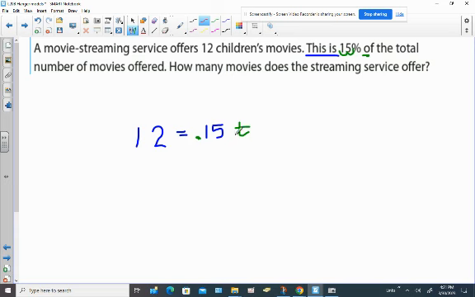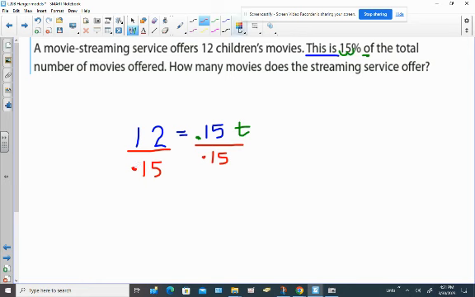All right, so the next step would be to go ahead and apply the inverse operation to the coefficient. So this is the variable, this is the coefficient. What's the opposite of multiplying a variable by 0.15? It would be to divide by 0.15. So we're doing 12 and dividing it by 0.15.